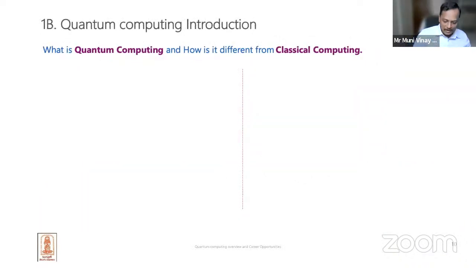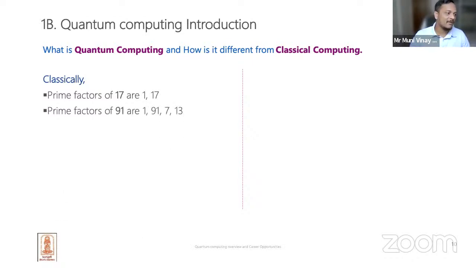What is quantum computing and how is it different from classical computing? Classically, if I ask you what the prime factors of 17 are, people who know mathematics will find it very easy. They say only 1 and 17. There's nothing else that comes into the picture, right? If I ask for the prime factors of 91, you could say 1, 91, 7 and 13. Maybe you take a little bit of time, but I think you would be able to tell.